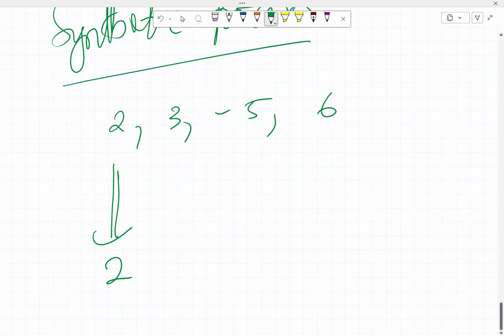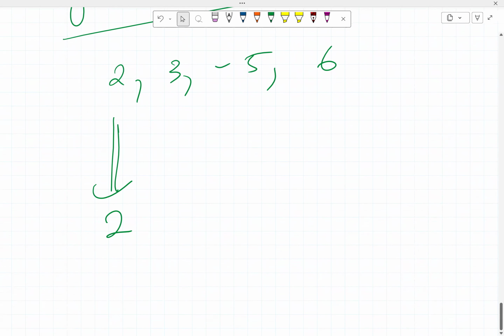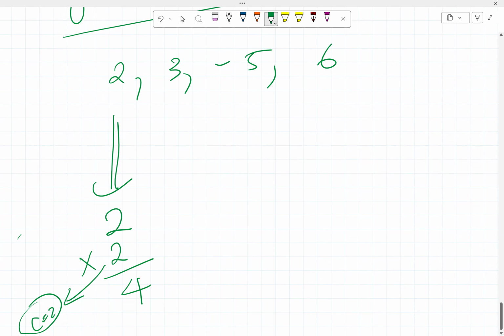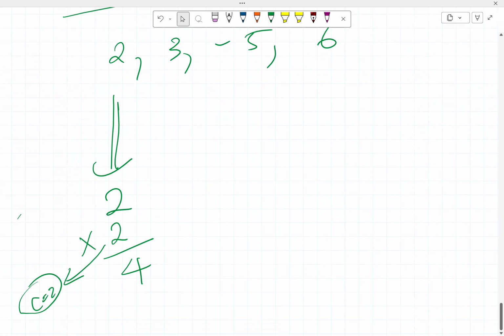So from this first coefficient, we are going to multiply it by 2. This 2 is c. We multiply by c, which is equal to 2. So 2 times 2 is equal to 4.